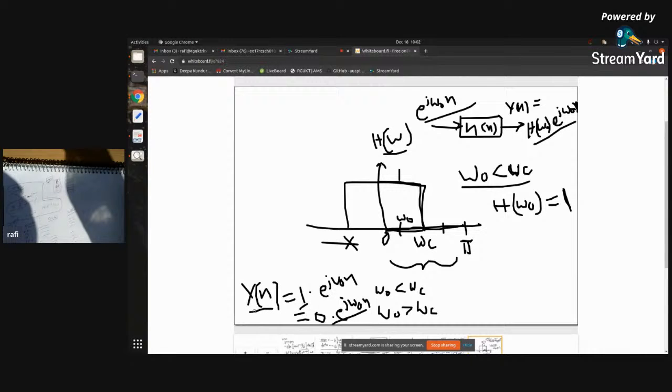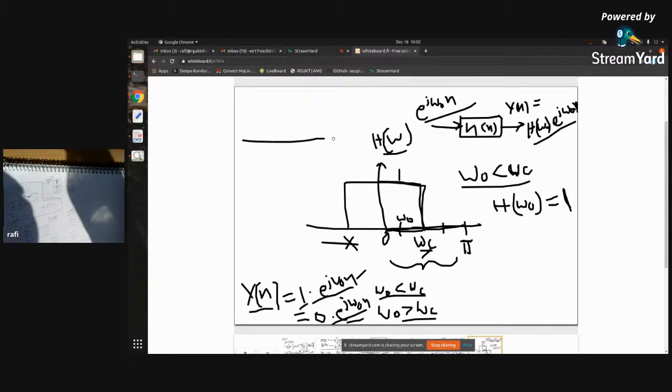So it will give the same output as that of input, as long as the input frequency is less than omega c. This omega c, you can call it the cutoff frequency. As long as the input signal has a frequency less than the cutoff frequency, it will give the same input as the output. If omega naught is greater than omega c, that means if the input signal frequency exceeds the cutoff frequency omega c, then the output will become 0.